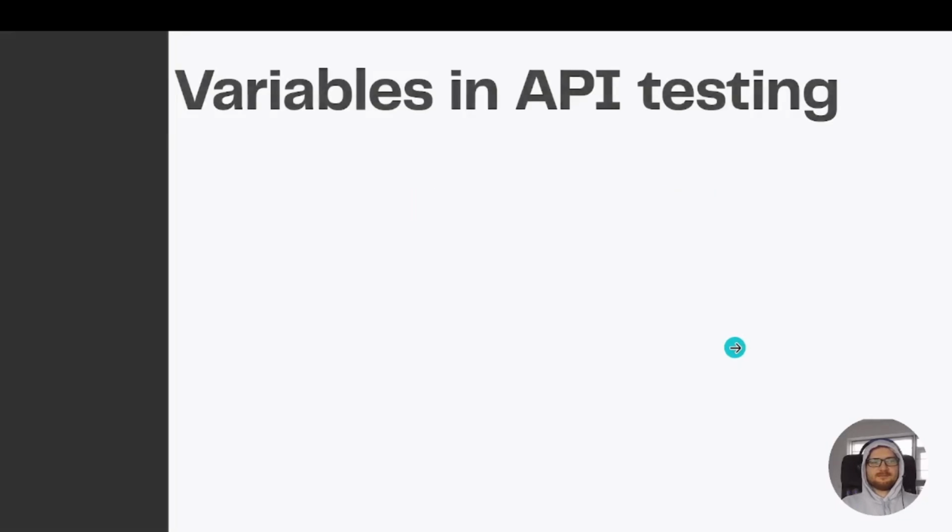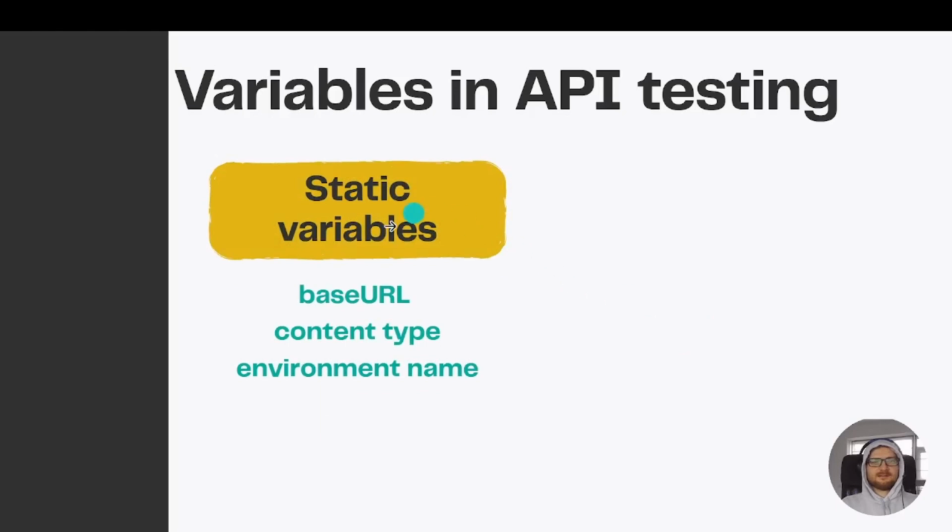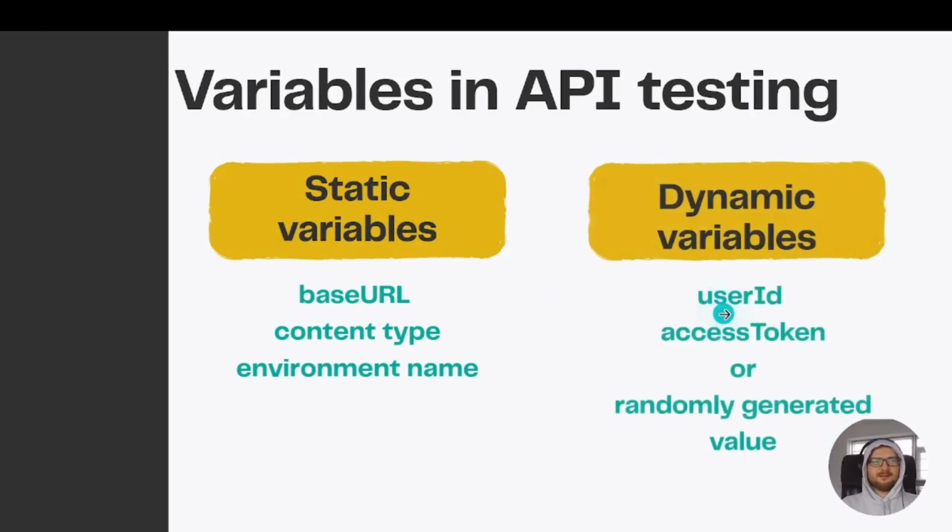In API testing, a variable is just a value you save and reuse later. There are two types you use constantly: static variables, things that never change like base URL, and dynamic variables, values returned by the API, like a user ID. We will use both types here. Remember that the idea is universal. Every tool has variables. Every framework uses them. Every API test suite depends on them.